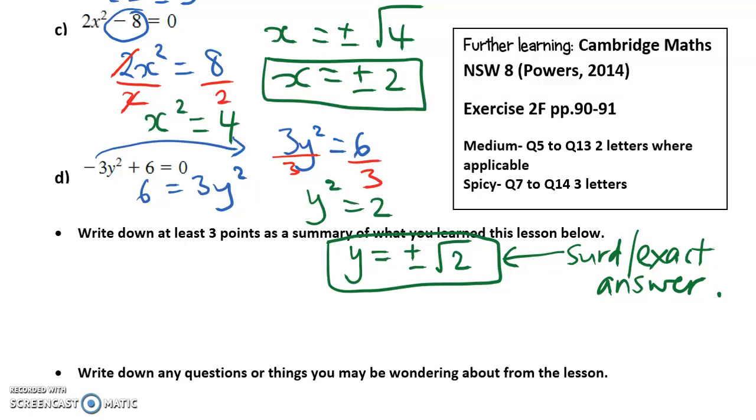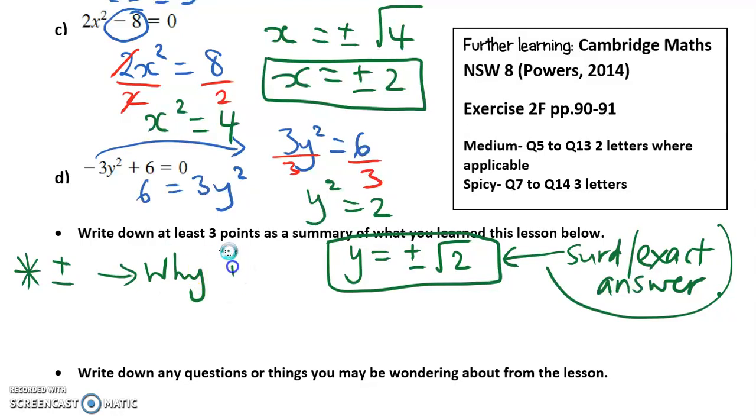So can you make sure you're writing down some summary points? One of them should include this here, knowing what that means. One of them probably should include, remember the plus or minus. Okay, if you leave that off, you'll lose a mark. But make sure you also know why we include it, because that's a question you could get asked. Put down some more points, and then we'll talk about that when we meet again.